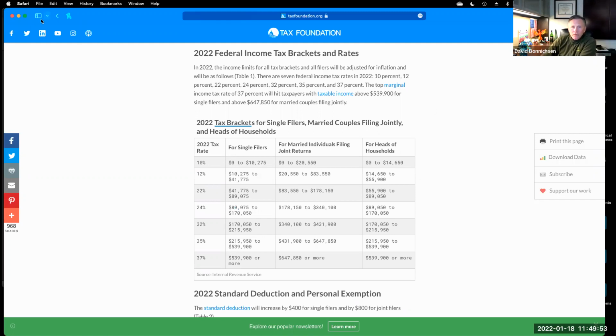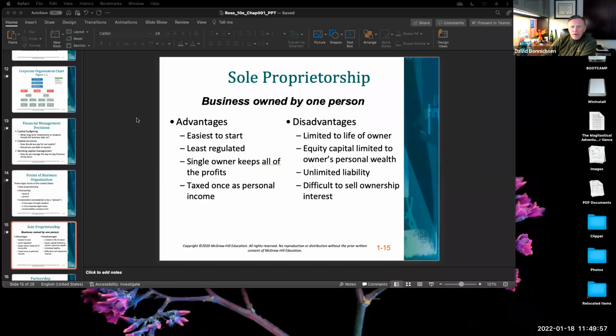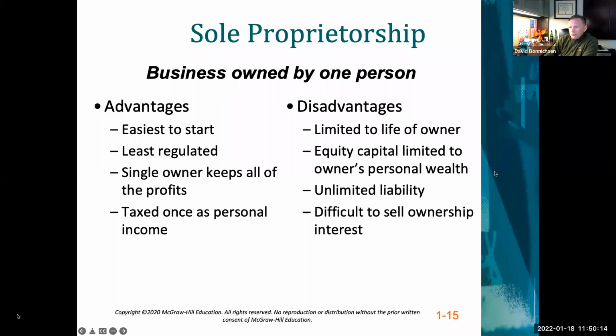But with corporate America, all right, now the tax rate is a flat 21%. It doesn't matter how much revenue your firm generates, it's all taxed at 21%, which makes our life in this class a whole heck of a lot easier, right?